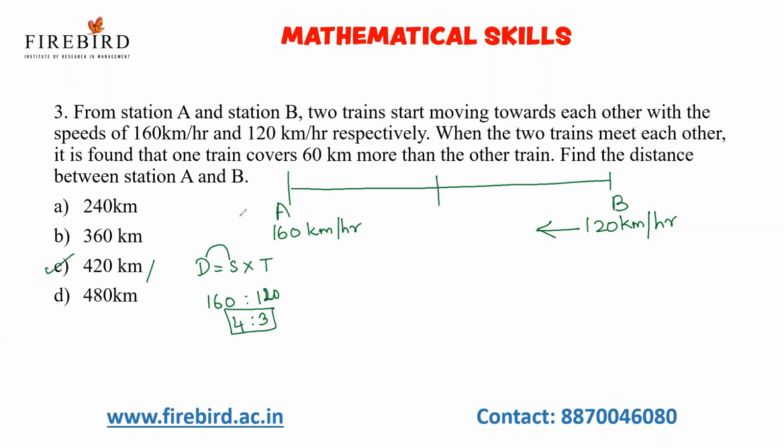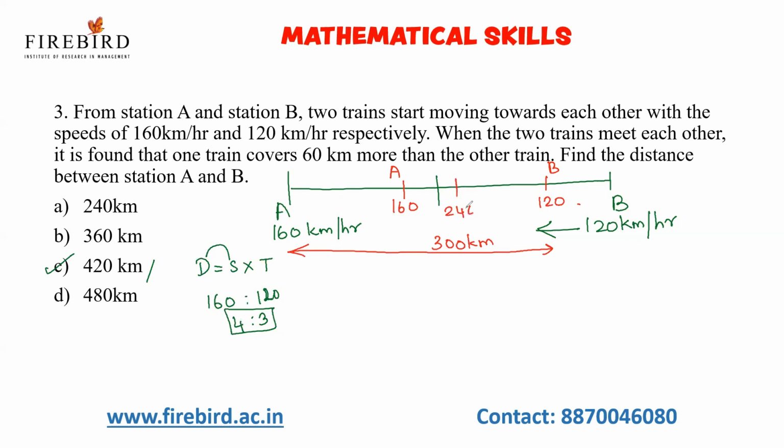See, let us take the distance between the two stations as 420 km. In 1 hour, train A will move 160 km. And in 1 hour, train B will move 120 km. That is, what is 420 minus 120? At 300 km from A, train B will be there. And in the next half an hour, A will move. See, I know that A can move 160 km in 1 hour. In half an hour, it can move 80 km. So it will move another 240 km.